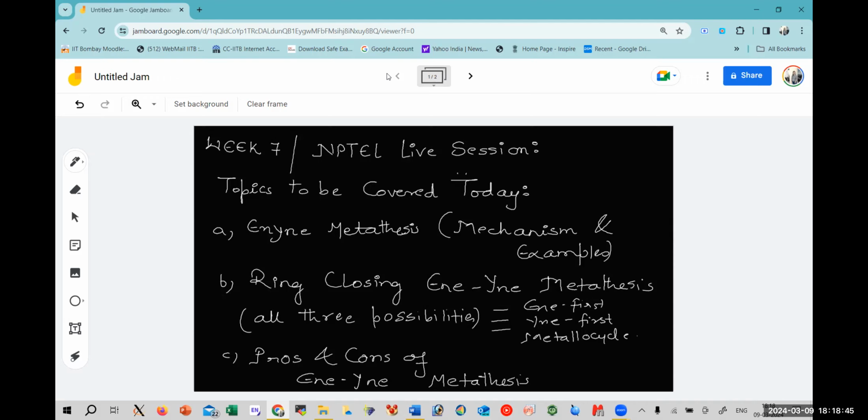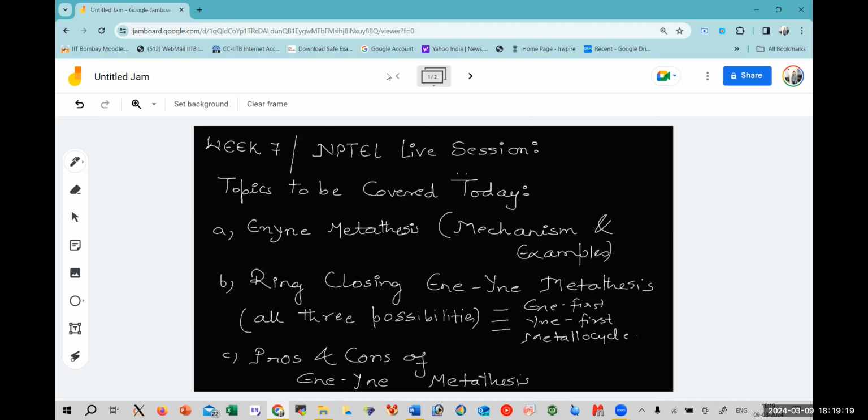Following that, we will be talking about a second example where ring closing has to be done in the presence of alkene and alkyne. This metathesis reaction could be possible in three ways. Either the ene first mechanism would be followed, or ine first, I'm talking about the reactivity, or it would undergo a metallacycle kind of intermediate, and they have been given by different scientists that we will be talking about later.